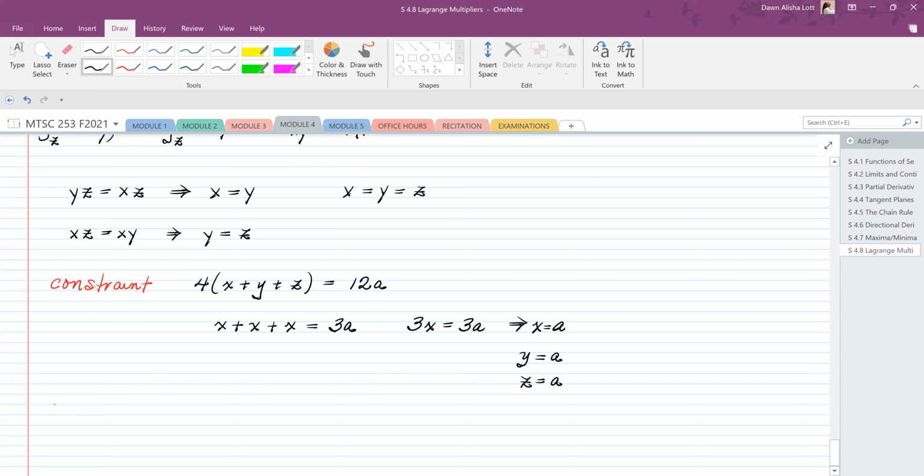So that implies my volume, which is f of x, y, z, is equal to xyz. That is a cubed.